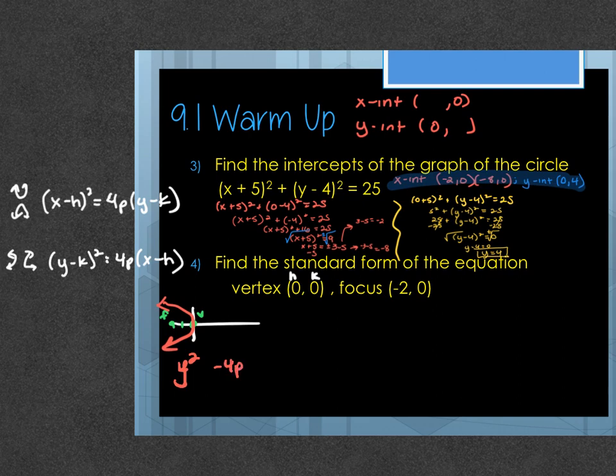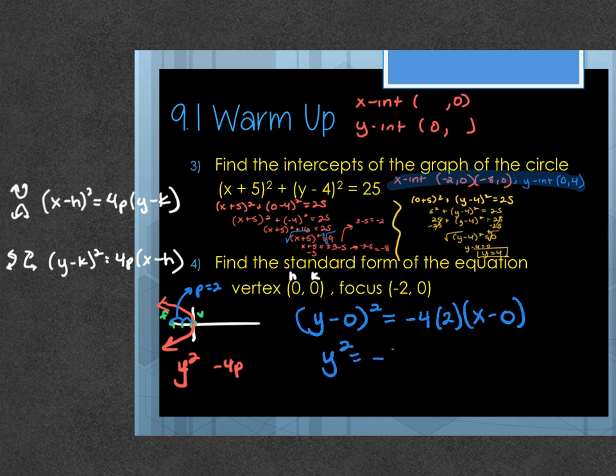The only other piece of information I need from this graph is what p is. So this is 2. The distance between the focus and the vertex is 2. So I'd get (y minus 0), because that's k, squared, equals negative 4 times 2, because that's p, (x minus 0), because that's h. And then just simplify it. y squared would equal negative 8x. And there's the equation of your parabola.